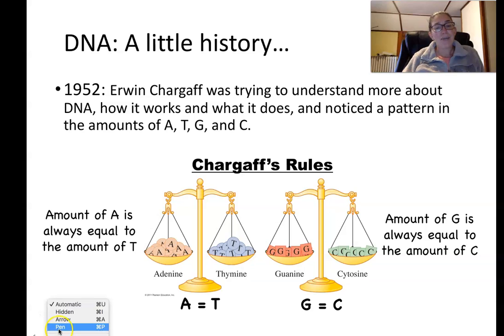So just to play with some fake numbers here, let's say 20% of their genome was adenine and 20% was thymine and 30% was guanine, 30% was cytosine. So they didn't necessarily have equal amounts of all four, but whatever amount they had of adenine, they had of thymine, whatever amount they had of guanine, they had of cytosine. So that was an interesting pattern, but he couldn't reconcile what it meant. He knew it was important, but he couldn't figure out what it meant.